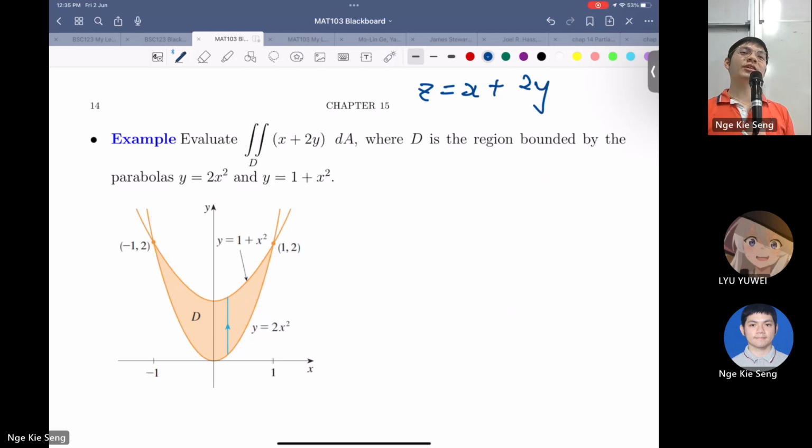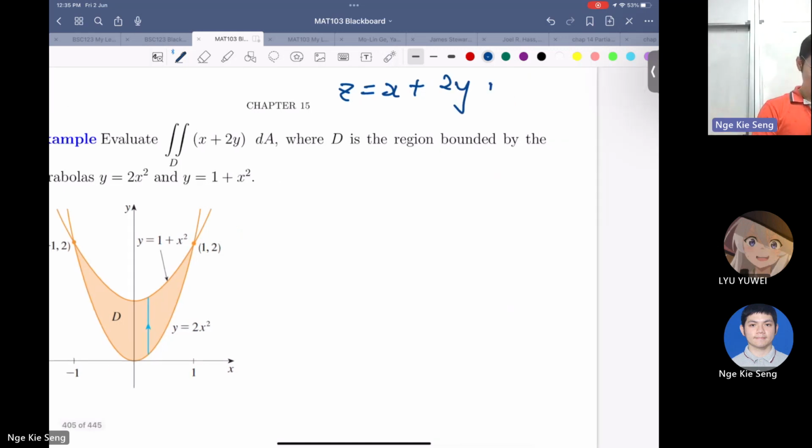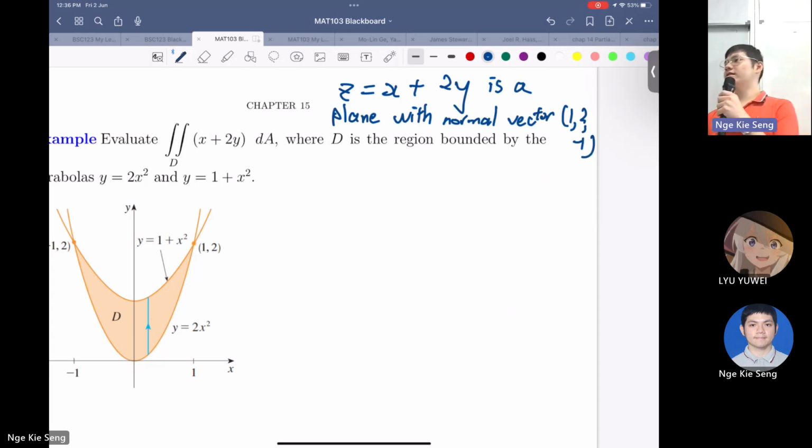You don't know? Okay, Shen, do you have an answer? Parabola, are you sure? It's a plane, right? What's the normal vector? 1, 2, minus 1, good. So you just take the coefficients of the plane equation when it equals 0.